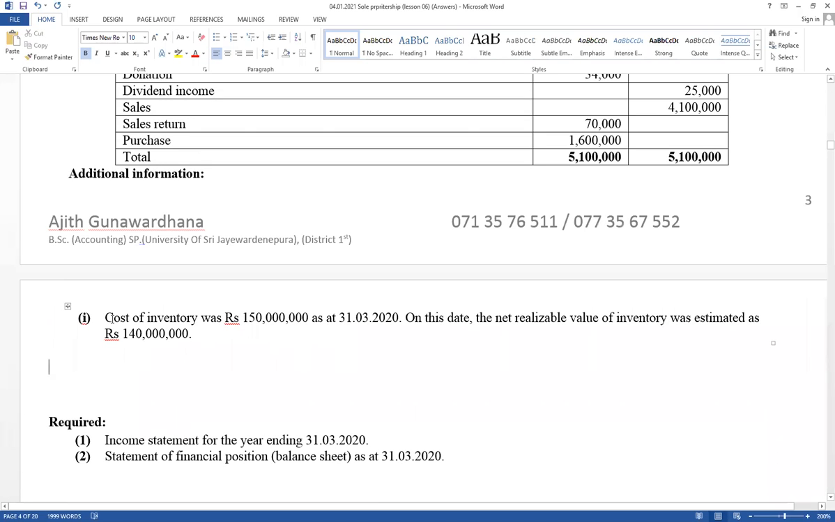Right. It has given cost value of inventory 150 million as at 31st March 20 closing balance. Cost value. On this date, net realizable value of inventory was estimated 140 million.